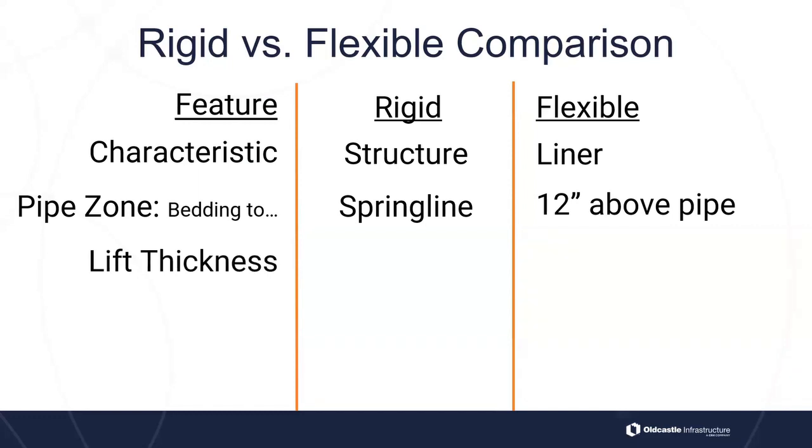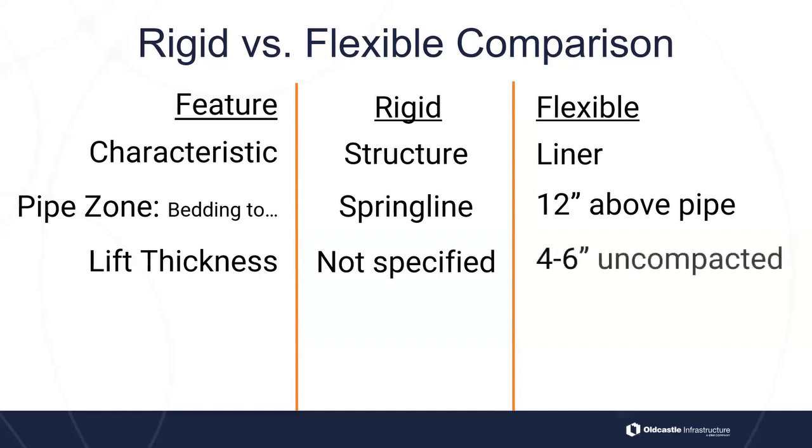Okay. Lift thickness for rigid pipe, there's really no specification there. It's just what it is to get your compaction and your percentage compaction there, based on what we talked about in the previous couple of webinars on how to achieve that. Now, with flexible pipe, the recommendation from manufacturers is 4 to 6 inches of uncompacted lifts. So if you've got a 24-inch pipe, you're going to have a lot of lifts to get to that 4 to 6 inches of uncompacted and then compacted down. To get from the bedding to the top of the pipe, you're looking at anywhere from 9 to 12 lifts to make sure that we're getting that compaction correctly in flexible pipe.